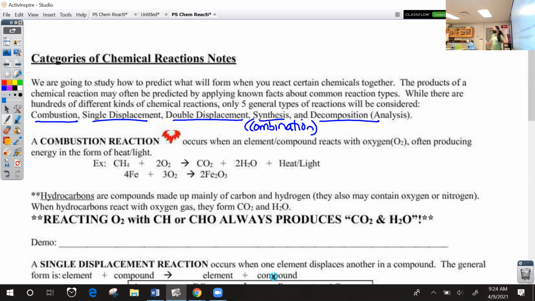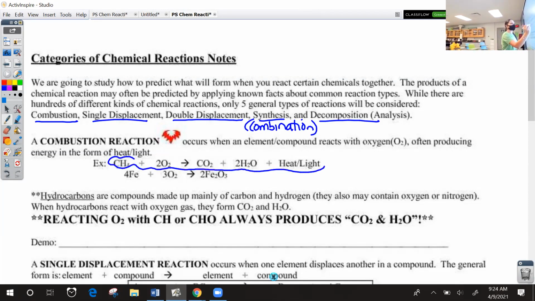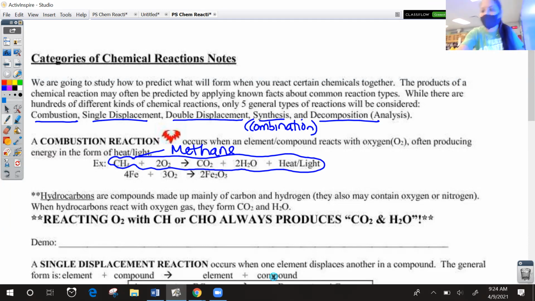So we're gonna start with combustion. The first thing I'm gonna do is show you a combustion reaction, and it's right here. This is called methane. What I might get a chance to do in the future is actually let somebody set my hand on fire with the methane gas.